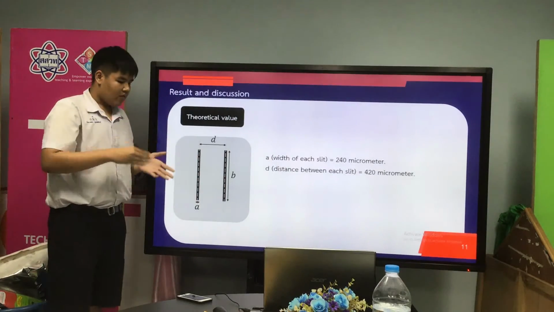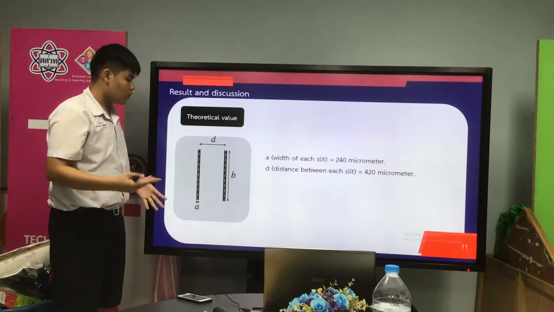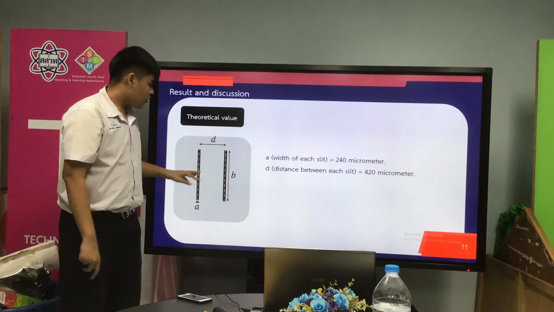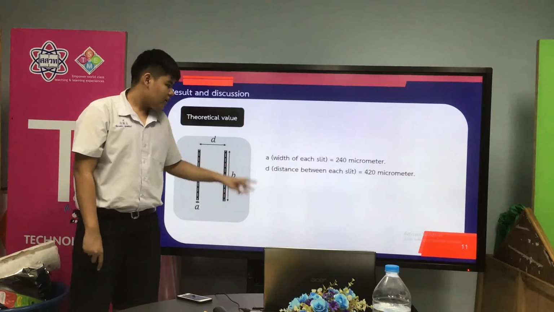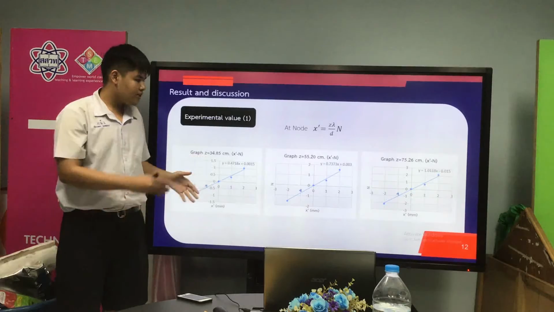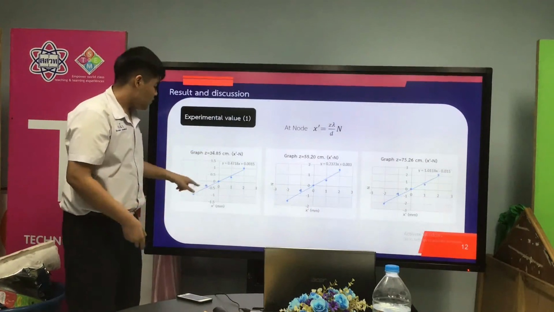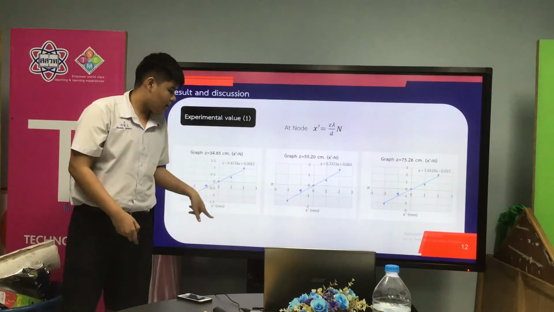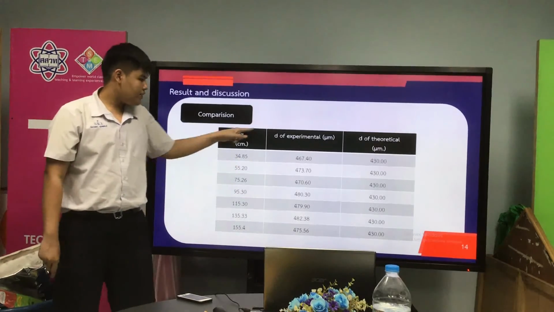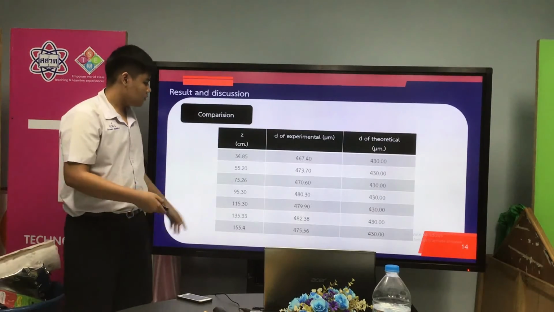For our theoretical value, I have to find the value from another experiment that will tell me the real value of our double slit as a and d. Then I considered it like that. In our experiment, I will use the graph. I will change C to 7 values and use it to find the d that we can observe from x prime and n like that. This is the table showing C at the other values and the d that we calculate, compared with the d that is the real value.